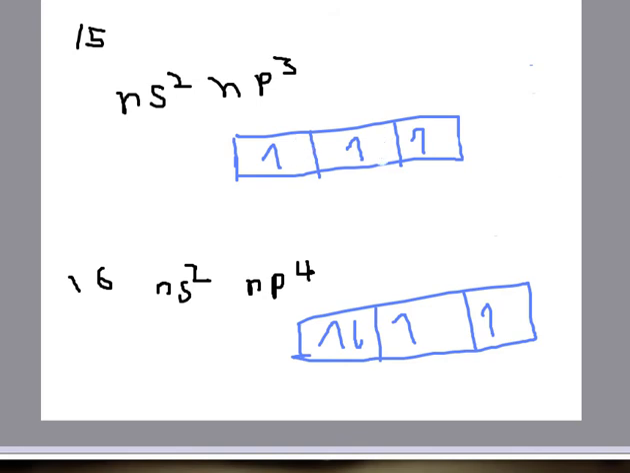According to chemistry, if an orbital is neither half filled nor fully filled, then it is not stable. Here it is 4. It is not half filled, nor is it fully filled. So it is not as stable as group 15. Okay?